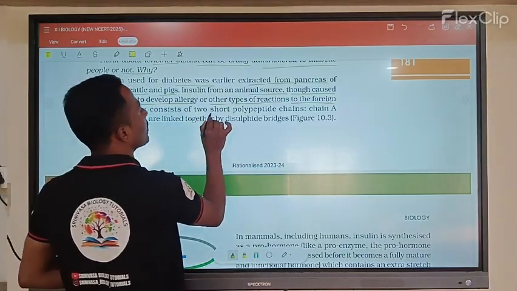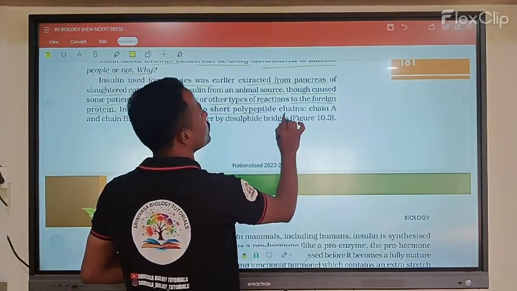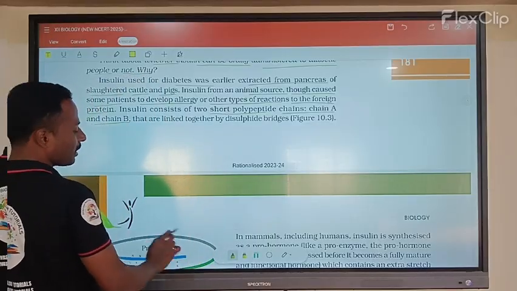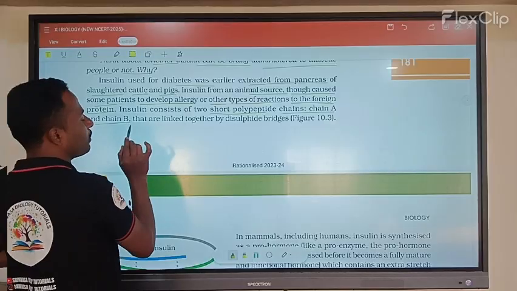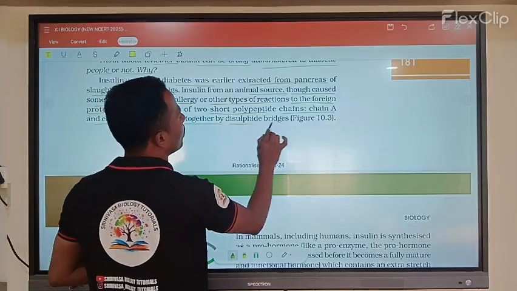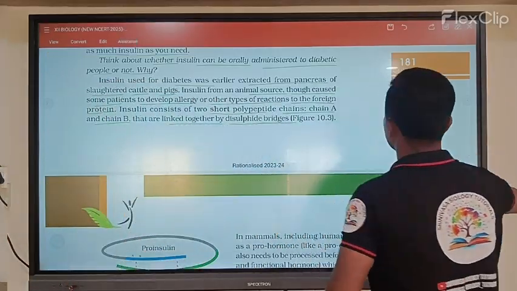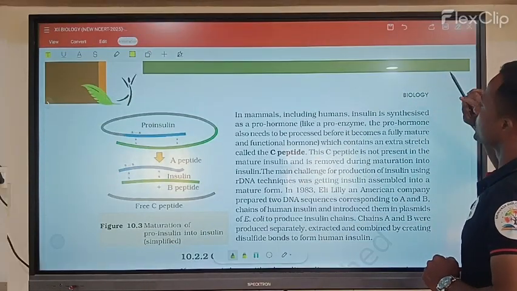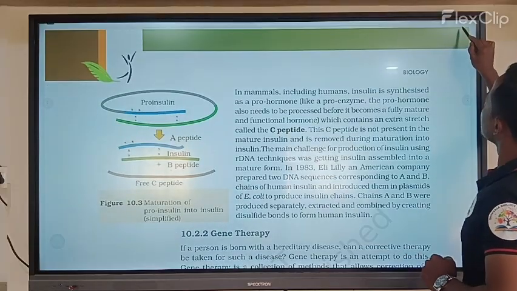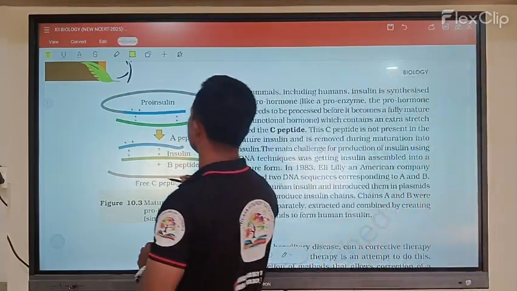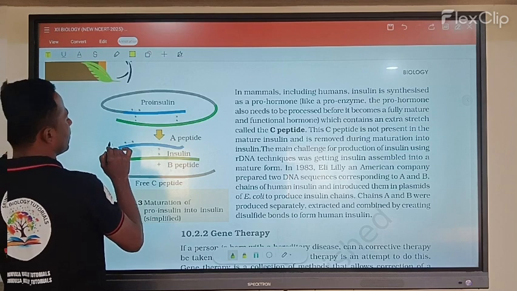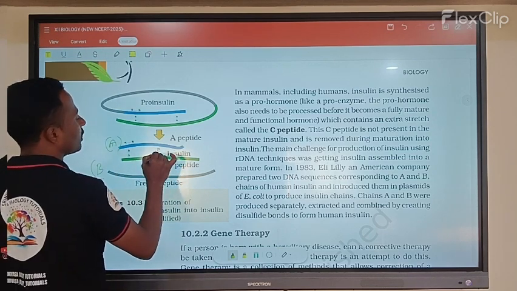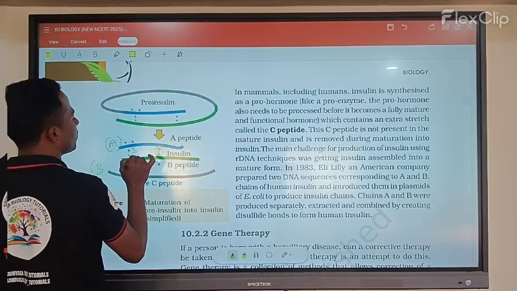Insulin consists of two short polypeptide chains, chain A and chain B. So insulin has two polypeptide chains, A and B, linked together by disulfide bridges. Here they are bound together by disulfide bridges. See here, this is A and this is B, so between these, disulfide bridges come in.